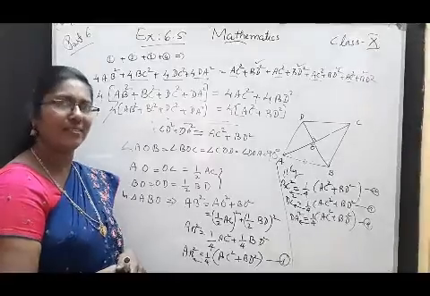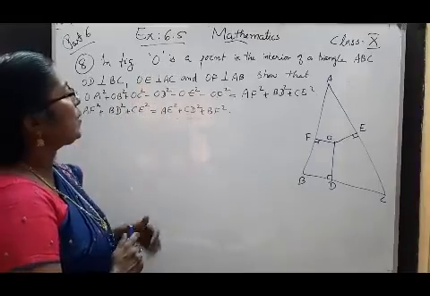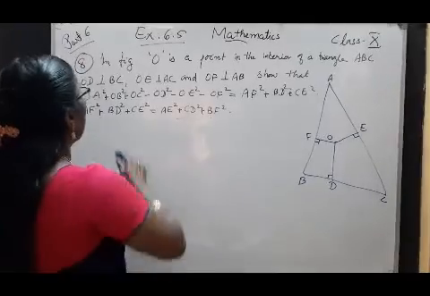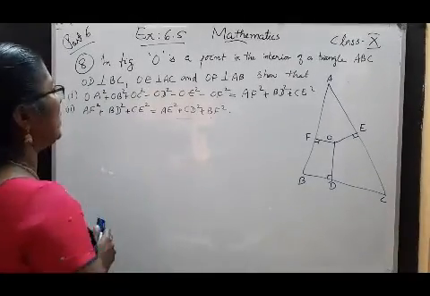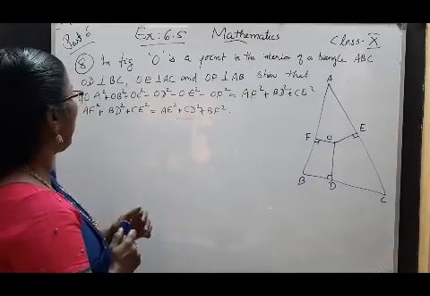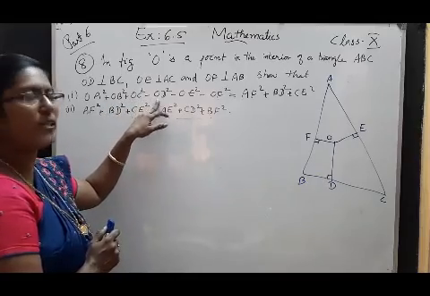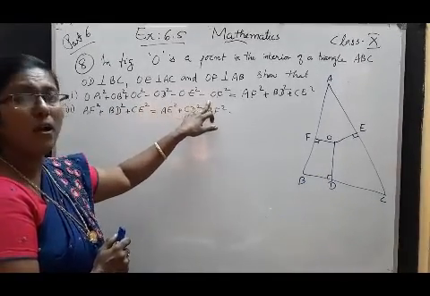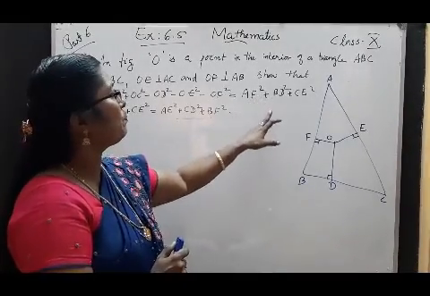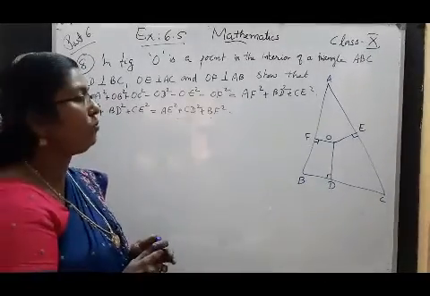Okay? Clear? The next question, question number 8. In the figure, O is a point in the interior of a triangle ABC. OD perpendicular to BC, OE perpendicular to AC and OF perpendicular to AB. Show that, first, OA square plus OB square plus OC square minus OD square minus OE square minus OF square equals AF square plus BD square plus CE square. Okay, this is an important proof.